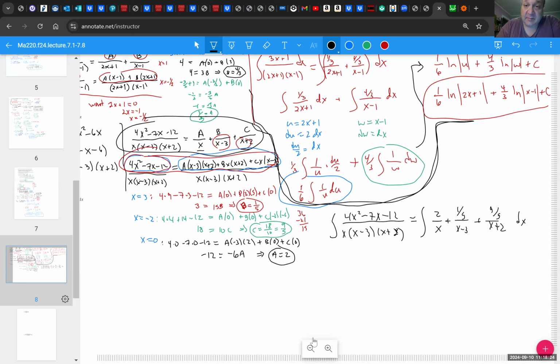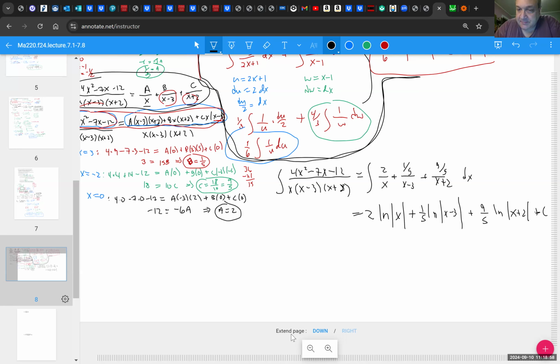The first guy, we don't need any substitution because we know the antiderivative of 2 over x. That's just going to be 2 ln of x. The next one, we make u equal to x minus 3, and we get 1/5 ln of x minus 3. And then the last one, we're going to make w equal to x plus 2, and I'm going to get 9/5 ln of x plus 2. And then our wonderful plus c at the end. All right, and that's the answer to that example there.